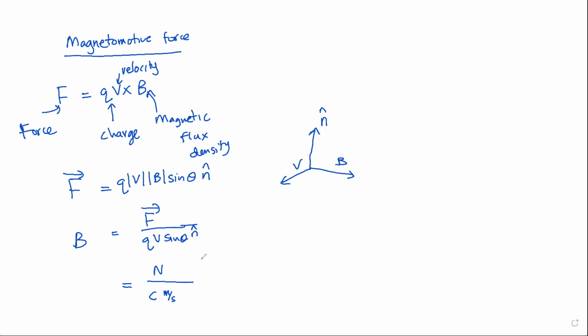So basically the other two we will not consider for the units, right? The unit vector does not have a unit, and sine theta also does not have a unit. So Newton seconds per coulomb meters. This one we define as Tesla. So this is the SI unit of the magnetic field.